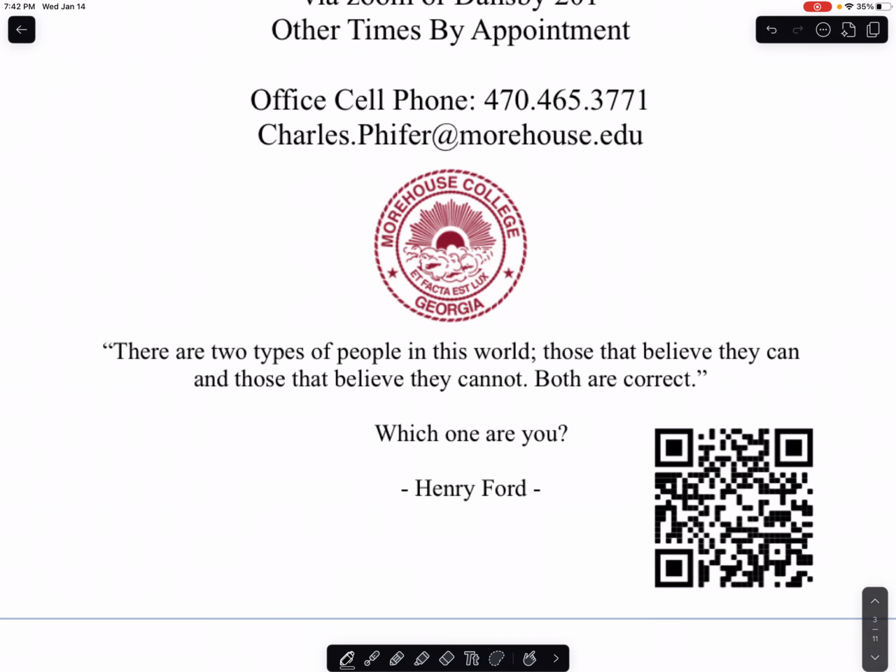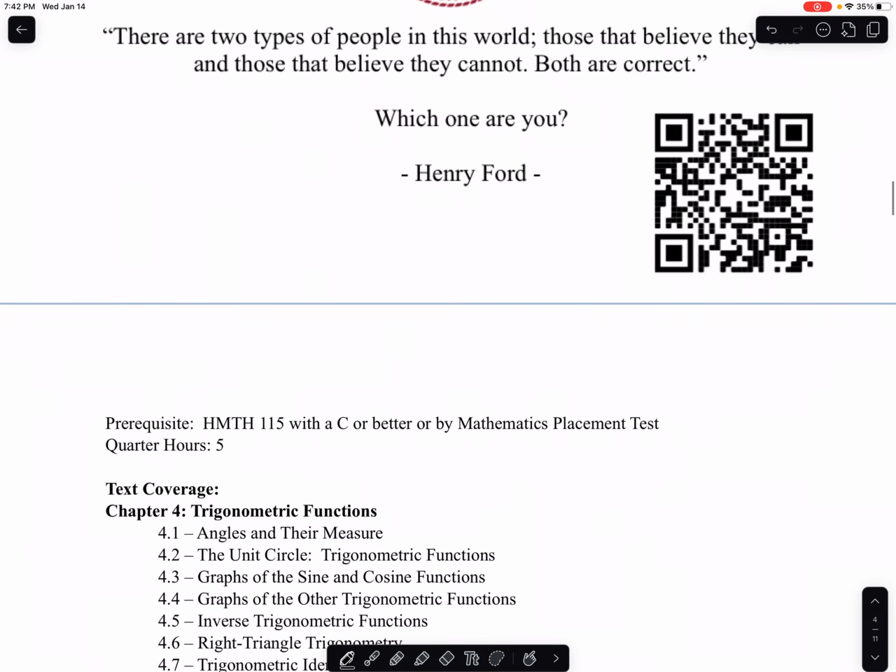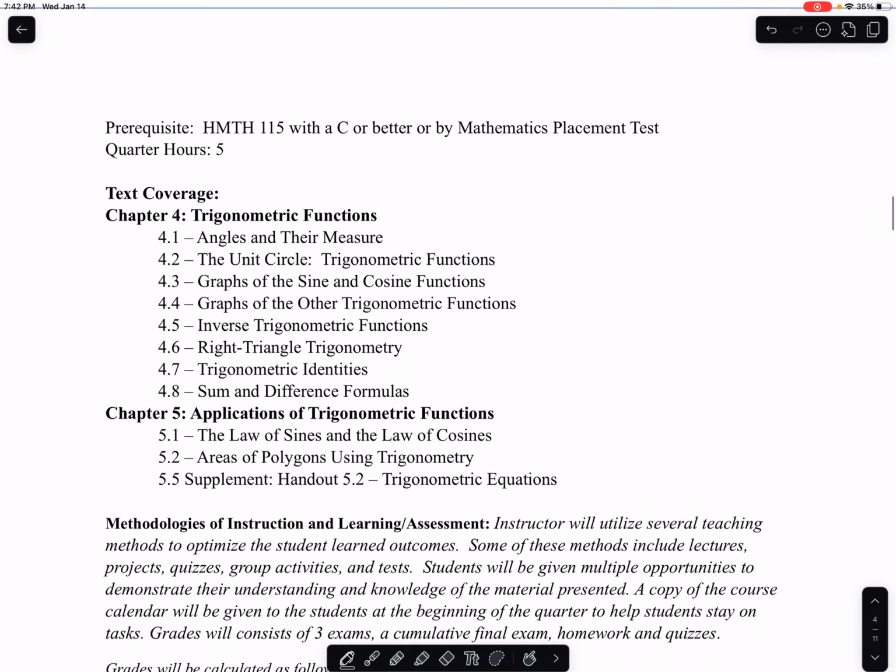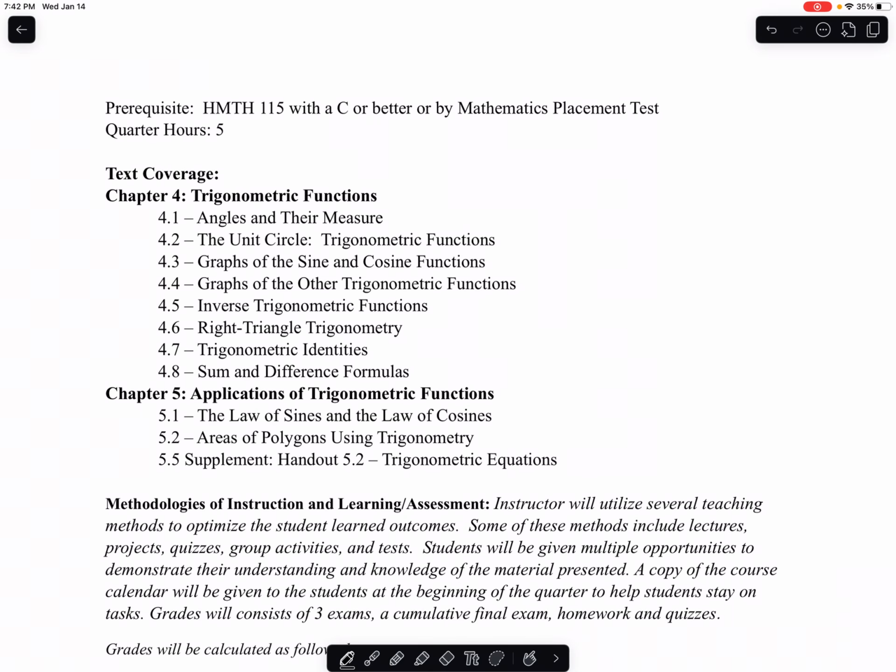There are two types of people in this world, those that believe they can and those that believe they cannot. Both are correct, and which one are you? By Henry Ford.